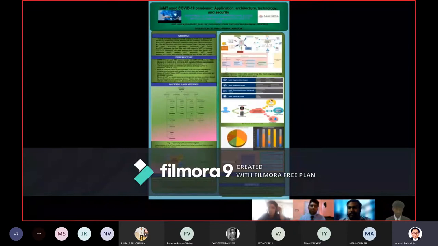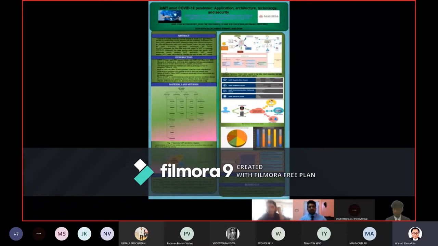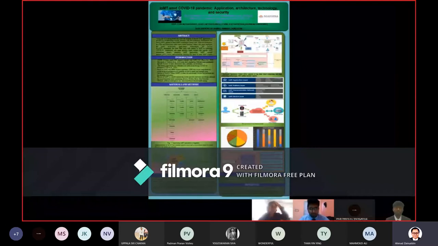Okay, I'm Junis and I'm going to talk about materials and method. As you see, there's the IoMT pandemic mitigation. There are four types of components: application, architecture, technology, and security. In application, there are seven types of design: detection, tracking, monitoring, drug finder, prediction, and record. In architecture, there are three types of layers: 5 layers, 4 layers, and 3 layers.